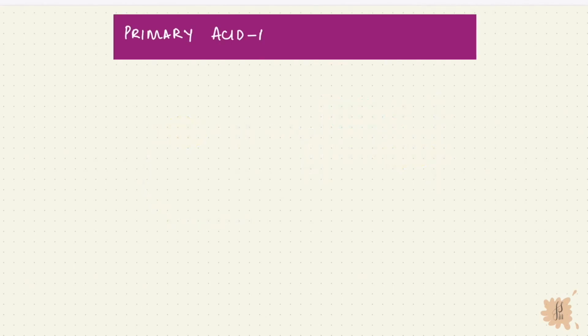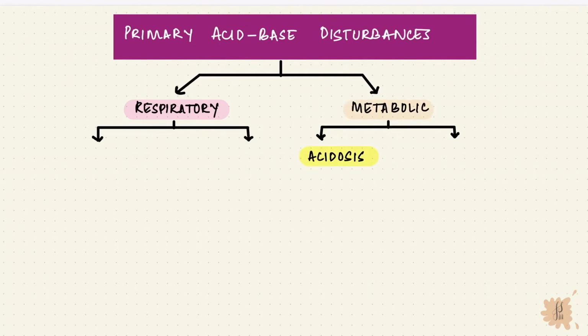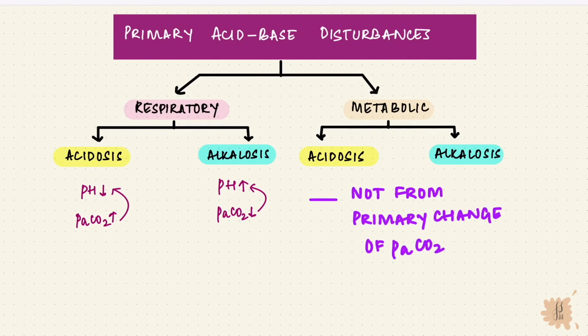There are 4 primary acid-base disturbances, 2 respiratory and 2 metabolic. So that's metabolic acidosis and alkalosis, and respiratory acidosis and alkalosis. If the primary change increasing the pH is a fall in the partial pressure of carbon dioxide, that is respiratory alkalosis. While if the pH falls from a rise in partial pressure of carbon dioxide, that is respiratory acidosis. The change in pH from anything other than a change in the PaCO2 is metabolic.